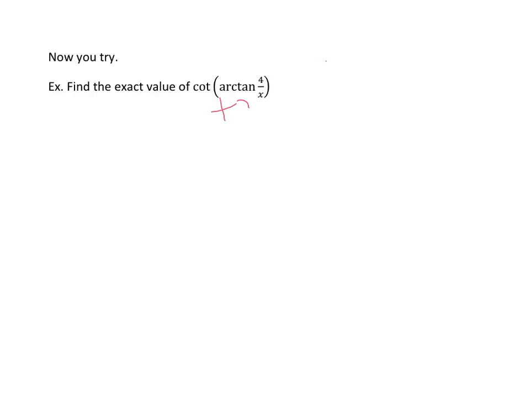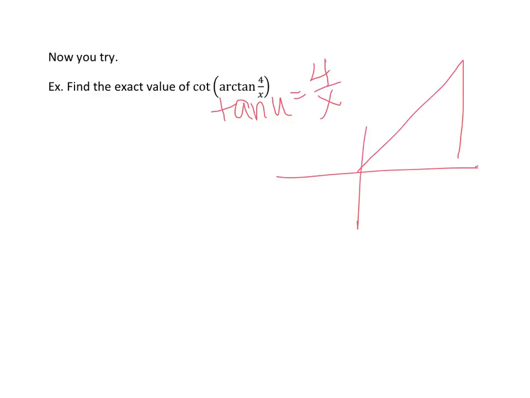Okay, so tangent of u is going to equal 4 over x. That sets up my triangle. Opposite over adjacent. Solve for the missing side. That'd be 4 squared plus x squared, or 16 plus x squared. Cotangent would actually just be flipped over. I didn't even need the hypotenuse. Would be x over 4. Instead of opposite over adjacent, adjacent over hypotenuse.